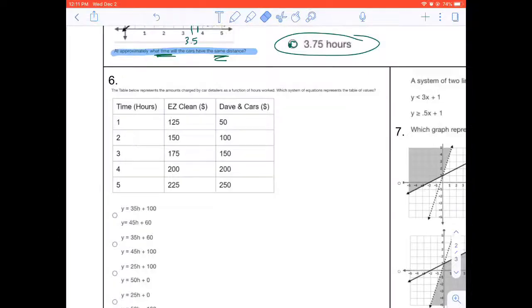Question number 6. The table below represents the amounts charged by car detailers as a function of the hours worked. Which system of equations represents the table of values?